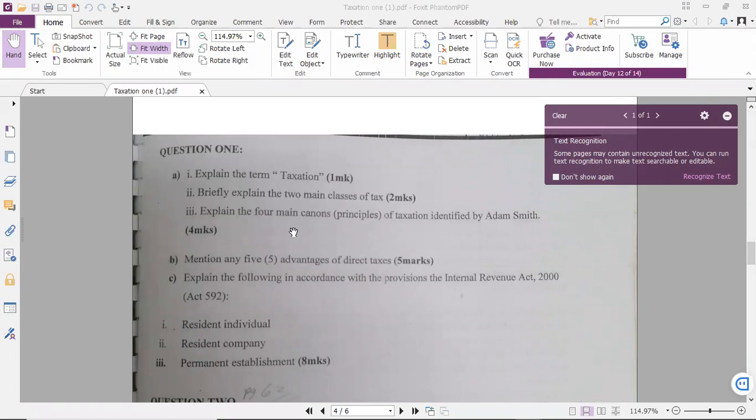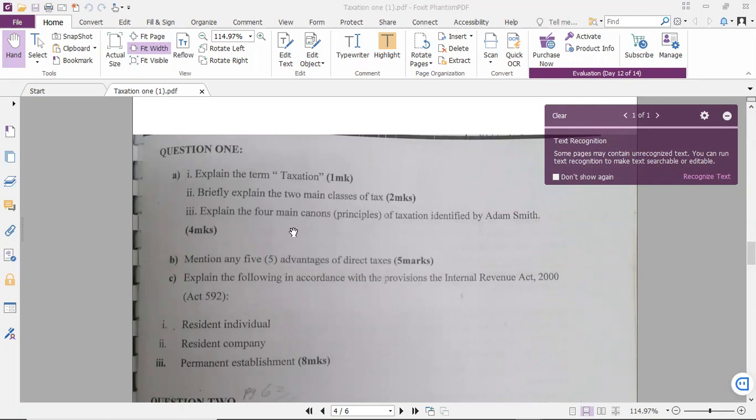But the very first one is asking you to talk about the pay as you earn, the corporate tax, the VAT, the gift tax, royalties, and on and on. Those are the types of tax the GRA taxes citizens.